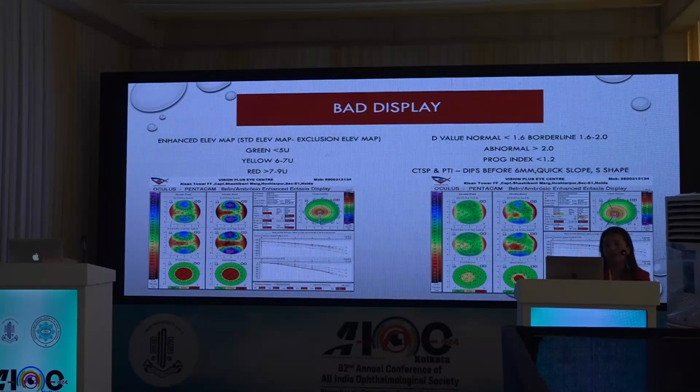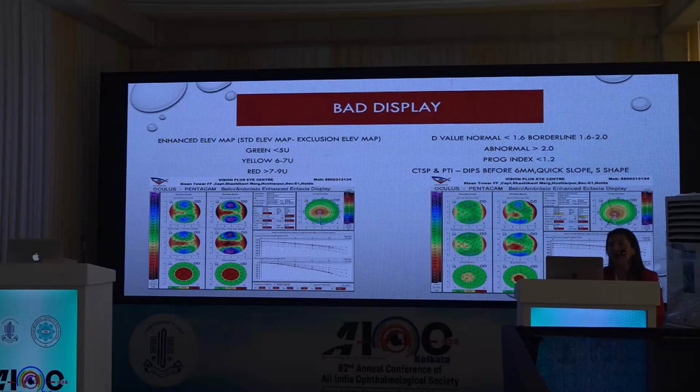Now, we know about the best fit sphere, and the Belin-Ambrosio Enhanced Ectasia Display has really helped to highlight those subtle changes which one may miss on a normal best fit sphere. So here the thinnest location area, which is 3.5 to 4 millimeters around that, is excluded, and you get an enhanced best fit sphere, and then you look at the difference between the two. So again, here you can see whether it is coming within the green zone, that is less than 5 microns difference, or you're having a higher, greater than 7 micron difference between the two maps.